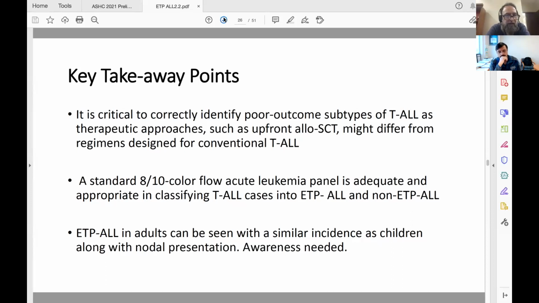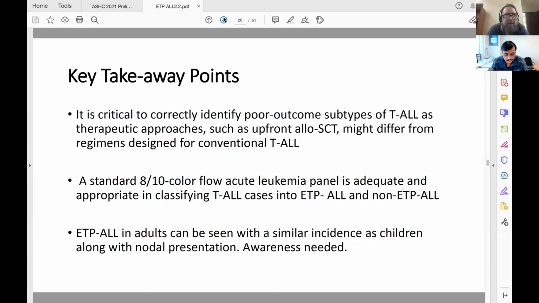And also highlighted in this case is that a standard 8 to 10 color flow is really adequate and appropriate in classifying these cases. And it is a provisional entity in the WHO classification, but the way it's been described, recognized and established, I don't think there is any doubt that it's a separate entity in the future classification system.